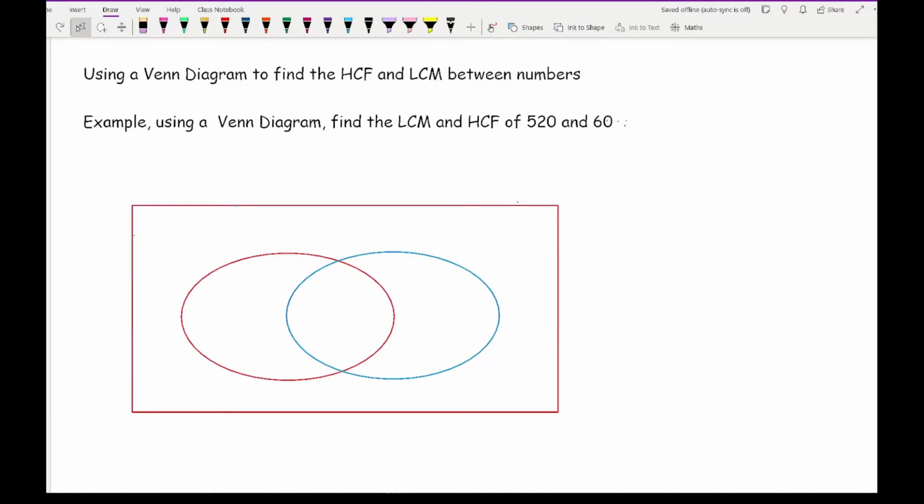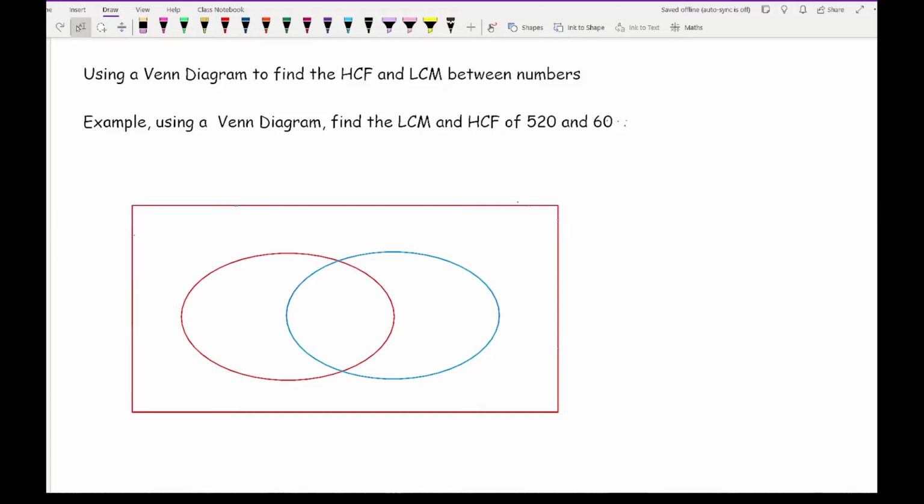Now another way of working out the lowest common multiple and the highest common factor is to use a Venn diagram. Now, unfortunately, by using a Venn diagram, you're not going to get away with not having to write each number as a product of their primes. That is going to be essential for you to do.